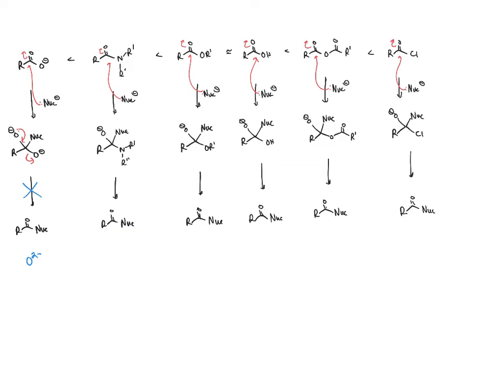In the case of the amide, we can get collapse of the tetrahedral intermediate with loss of this leaving group, an amide anion. And this reaction really doesn't occur either. But I'll draw a sort of a dotted line to indicate that it will only occur under strongly acidic or strongly basic conditions. So I'll say only forcing conditions will this occur.